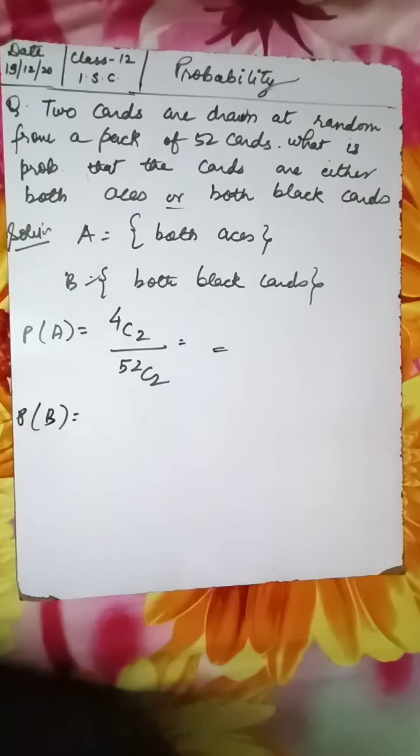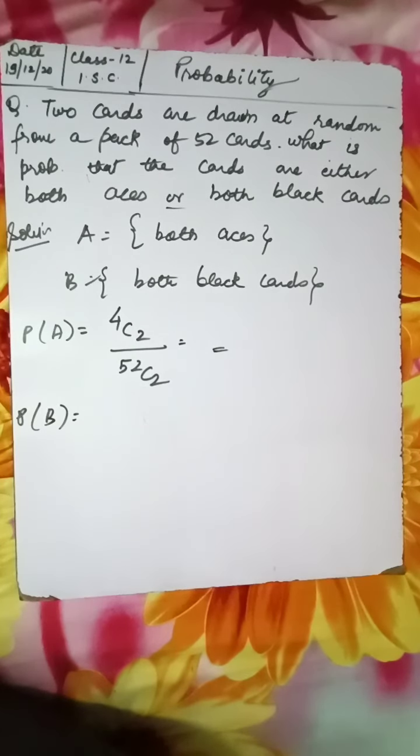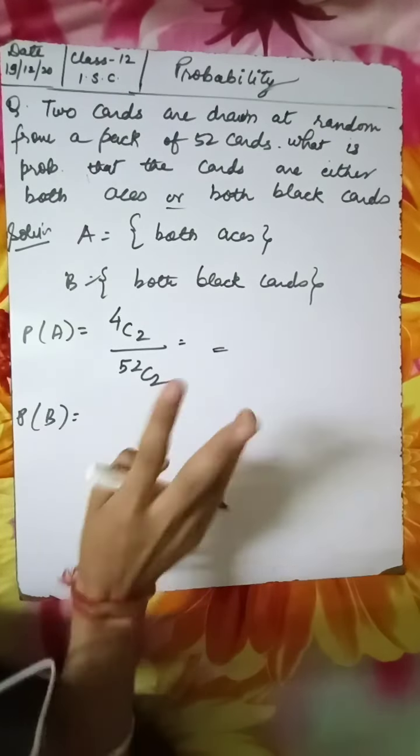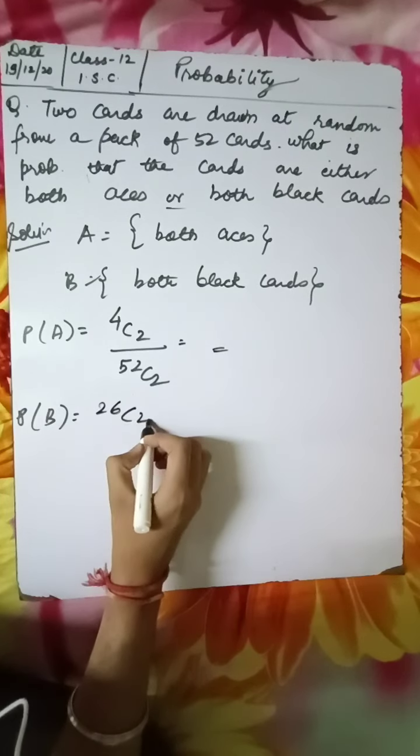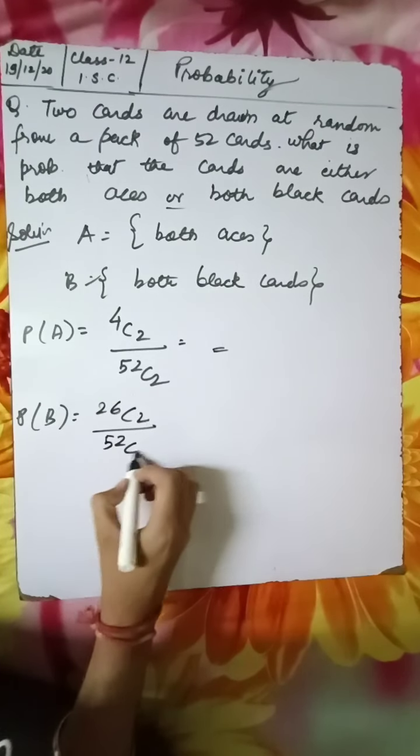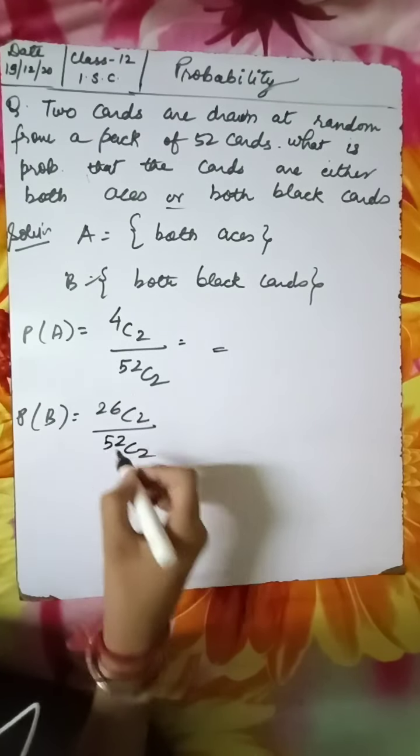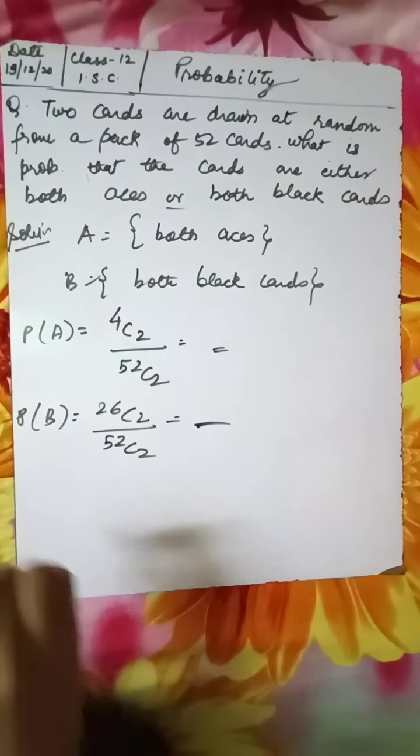Now coming to the P of B, both cards should be black. We have a total of 26 black cards, because we have to consider club and spade both. So that is how 26. Now from those 26 we need to draw only 2 cards, and finally the total number of outcomes will be 52C2. Now find this also.